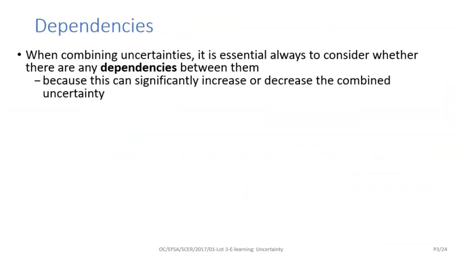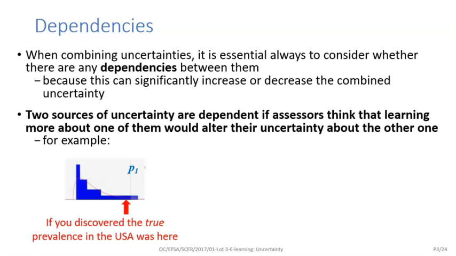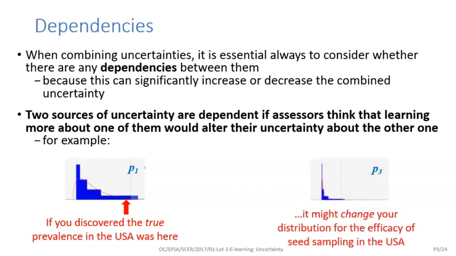When combining uncertainties, it is essential always to consider whether there are any dependencies between them, because this can significantly increase or decrease the combined uncertainty. 2 sources of uncertainty are dependent if assessors think that learning more about one of them would alter their uncertainty about the other one. For example, if you discovered the true value of the prevalence in the USA was here, it might change your distribution for the efficacy of seed sampling in the USA.